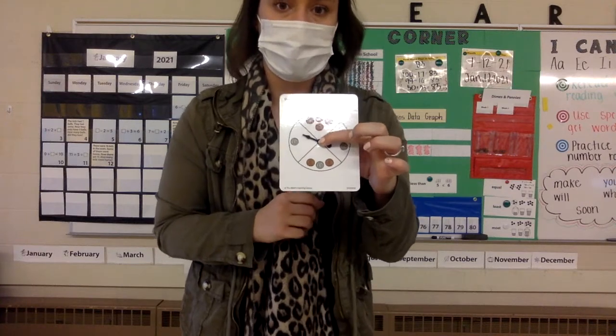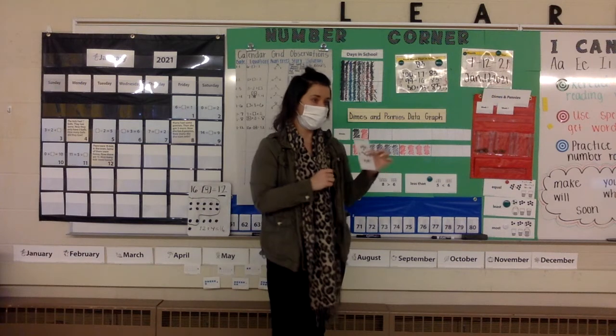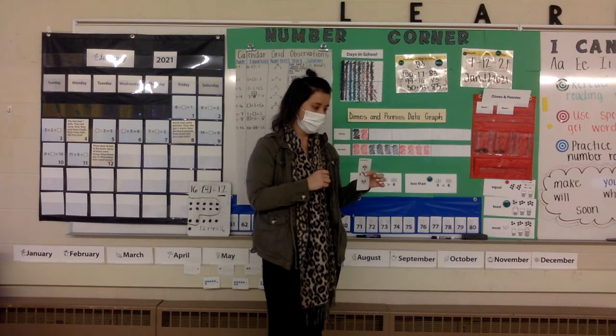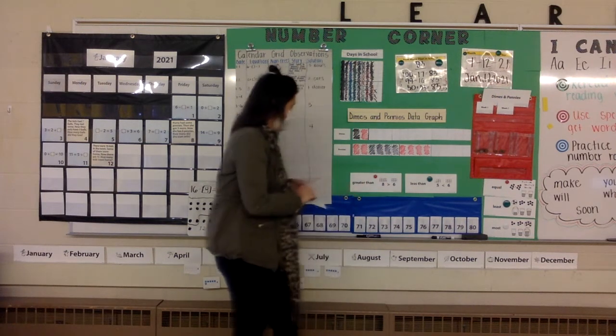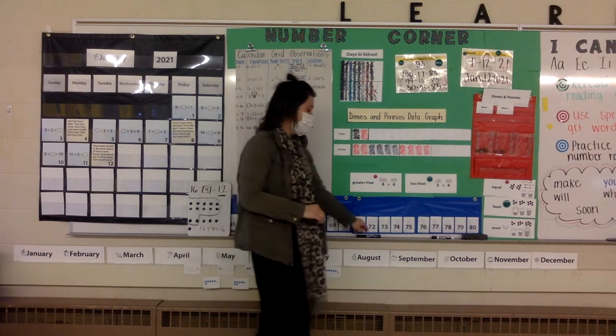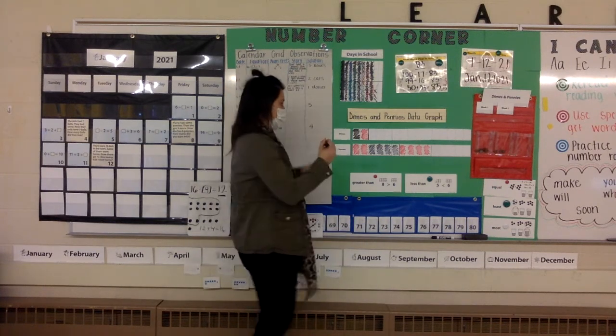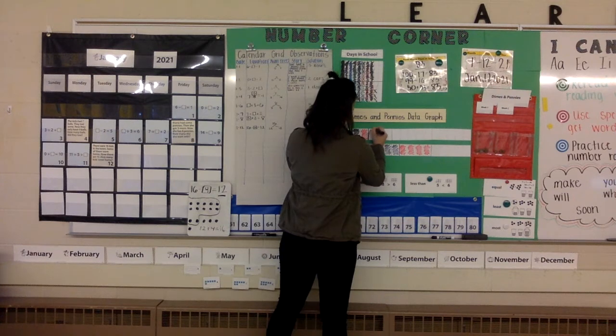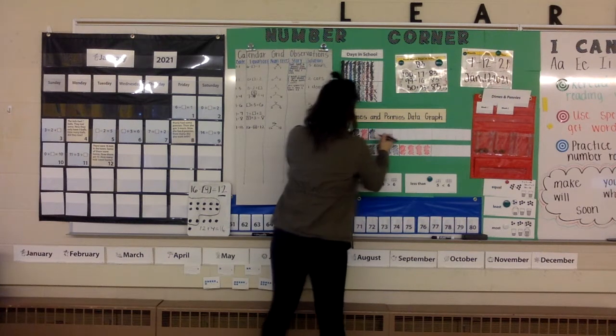What did I land on? What did I land on? June, what did I land on? One dime. One dime. So I'm going to go to my dimes and I'm going to color in a dime.